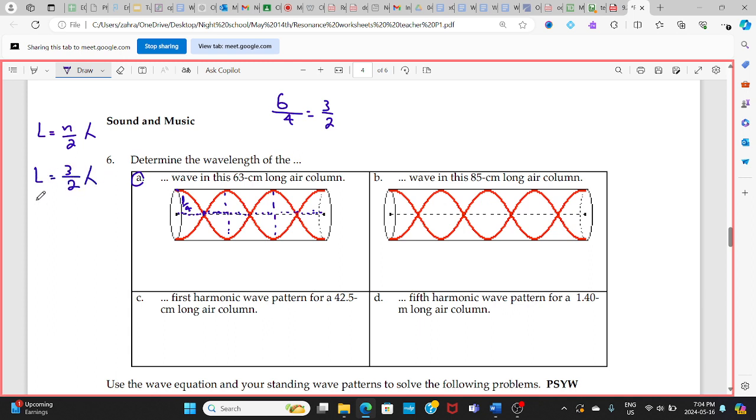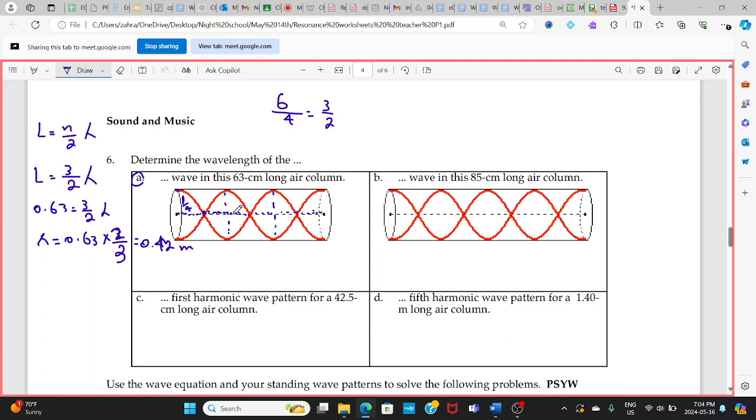We have L, which is 0.63 meter. So lambda is going to be 0.63 multiplied by 3 over 2. Actually, reverse: multiply by 2 divided by 3. Let me just do that. 0.63 multiplied by 2 divided by 3 is 0.42. Everyone got it?